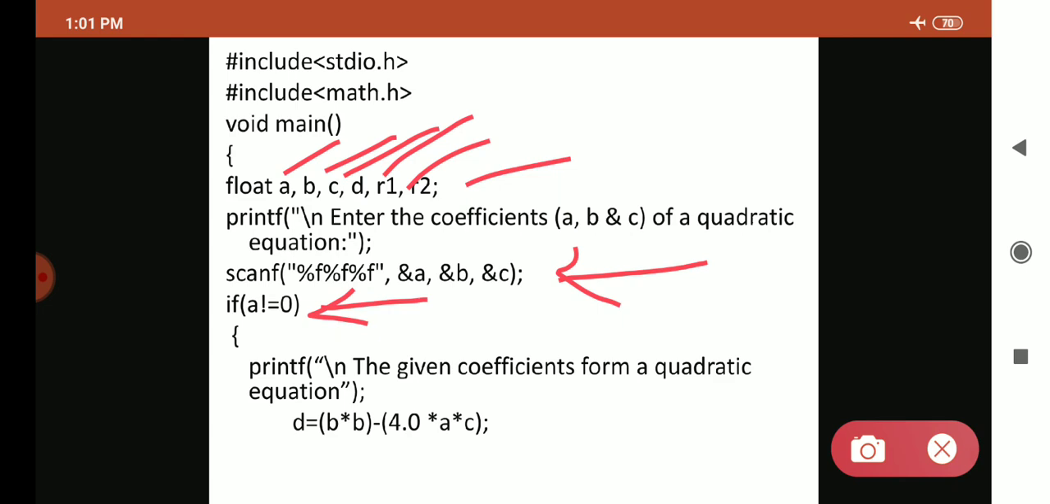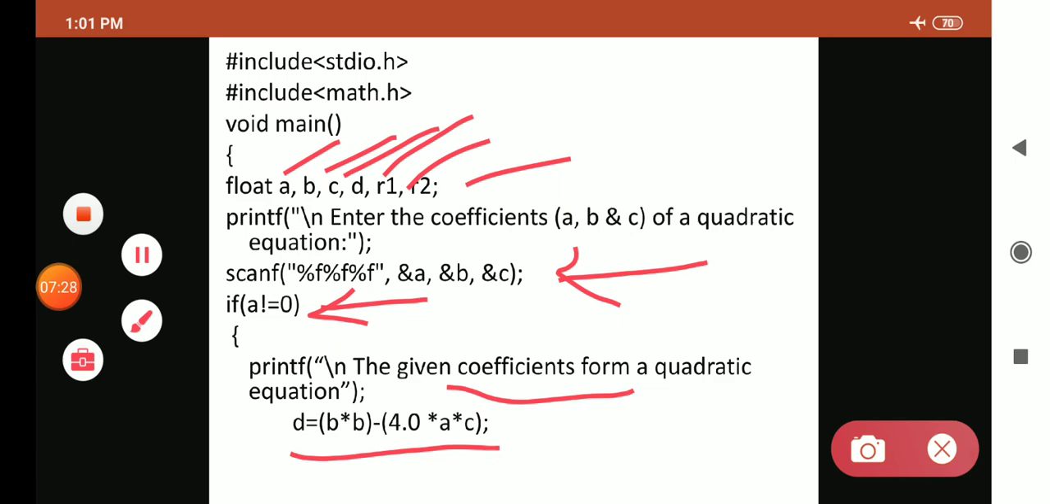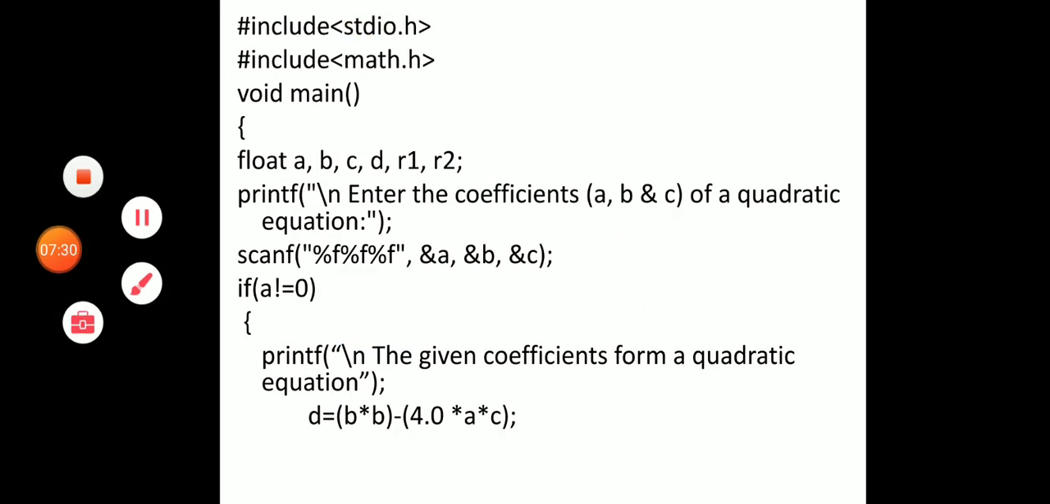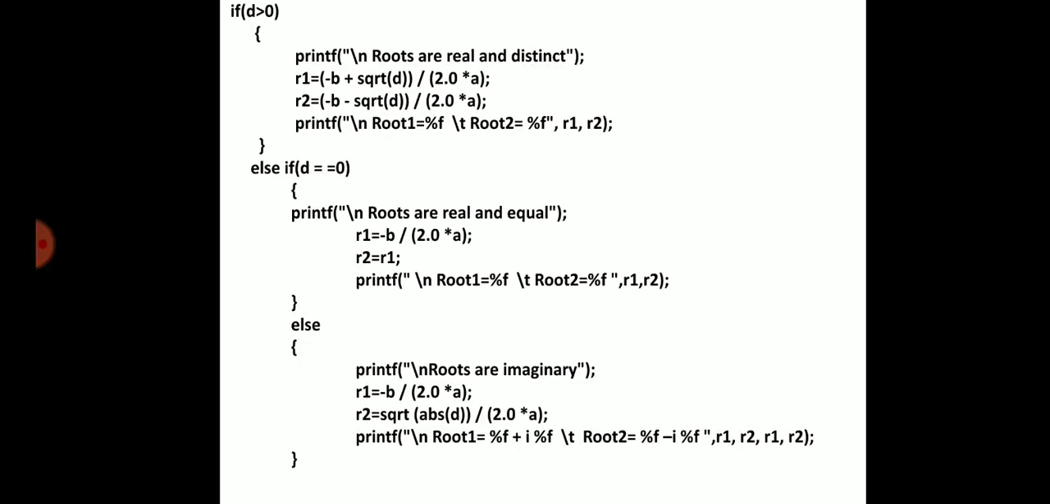Then we print a message: given coefficients form a quadratic equation. Then after that we will calculate the value of d. d is equal to b square minus 4ac. Now let us go to the next slide, which is the continued part of this program.